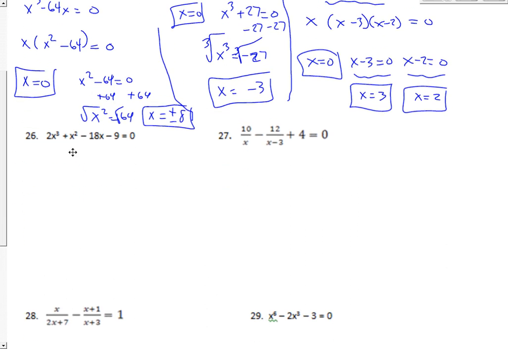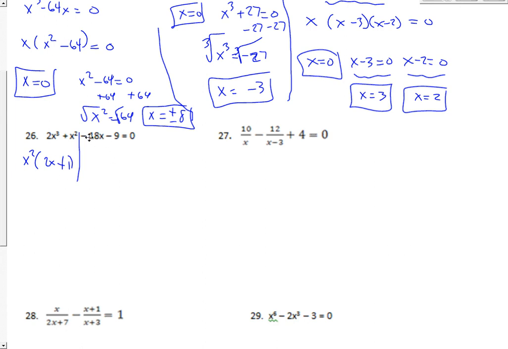For number 26, I need to notice that I have 4 terms here. So I'm going to draw a line straight down to split the 2 terms on the right and 2 terms on the left. I'm going to factor out a greatest common factor. The greatest common factor on the left is x squared. When I factor that out, I will be left with 2x plus 1.